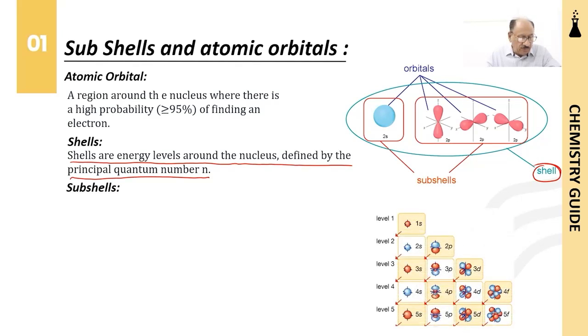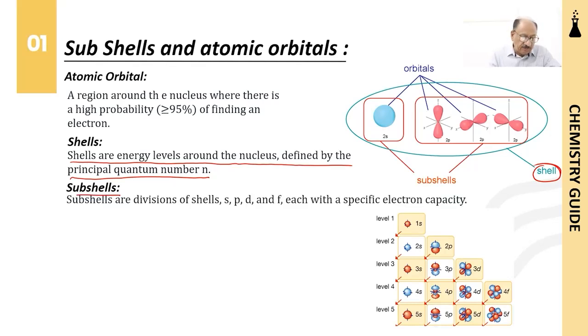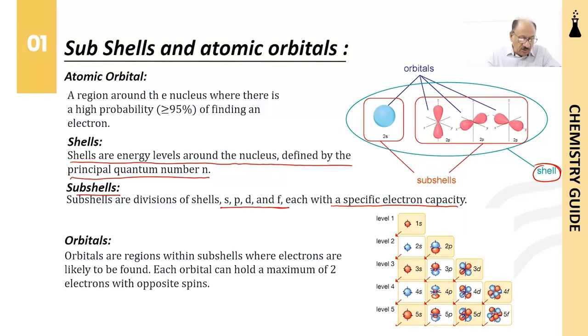And how are we defining subshells? A shell is divided into subshells like s and p. Subshells are divisions of a shell: s, p, d, f, each with a specific electron capacity. So s, p, d and f can hold a specific number of electrons. Now, what is an orbital? Orbitals are regions within the subshells where electrons are likely to be found.